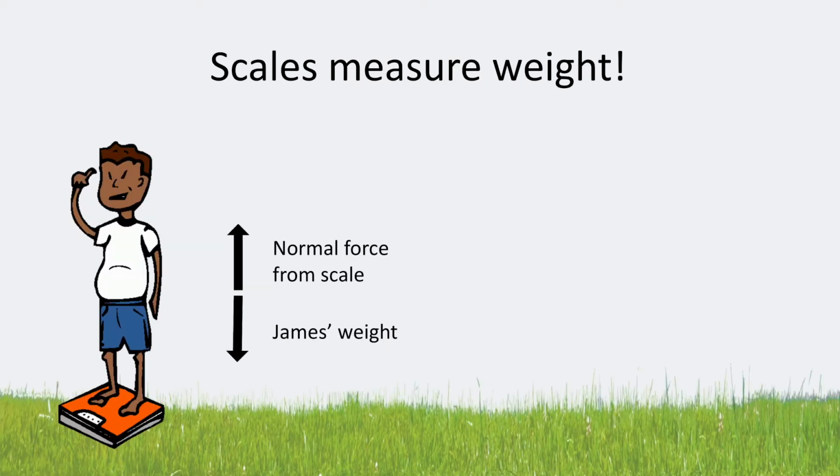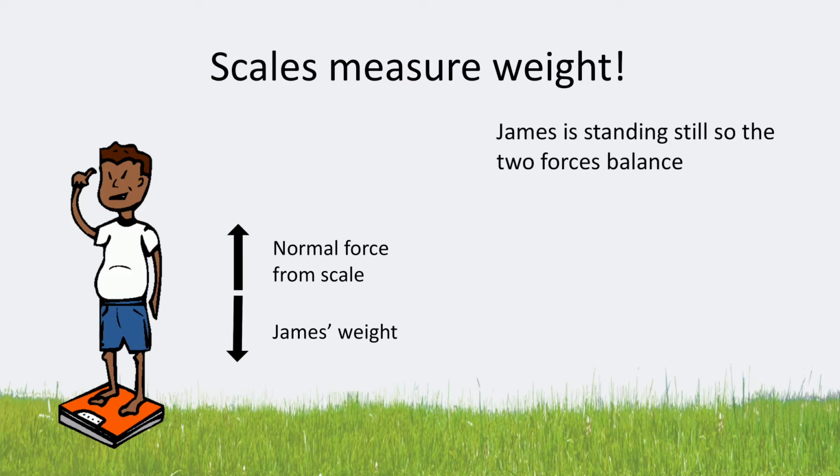This is James. James is standing on a scale, and he has two forces acting on him. It's both his weight acting downwards, and it's the normal force that's exerted from the scale on James, and that keeps him from falling straight to the center of Earth. We know that since James is standing still, the two forces must exactly balance. Because if James was to accelerate, we know that they wouldn't be equal. Since he is not accelerating, the normal force from the scale is exactly equal to his weight.